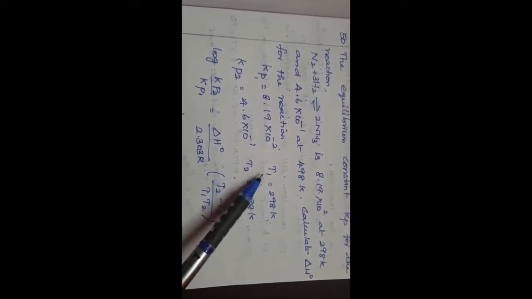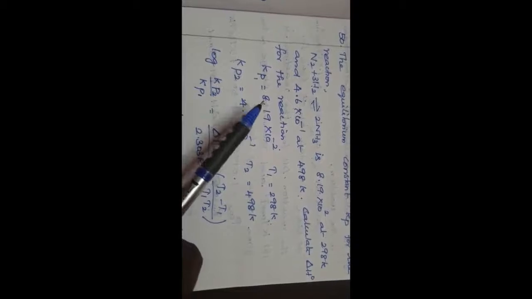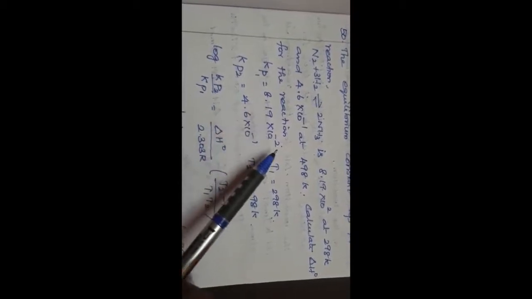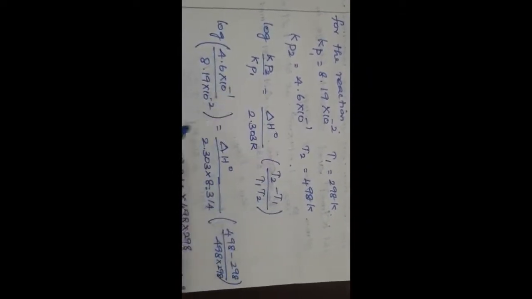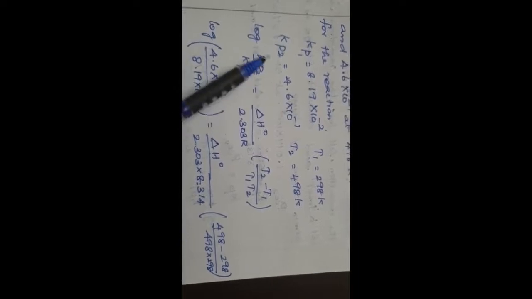That is considered to be T1. At that time Kp1 is equal to, constant is equal to 8.19 into 10 power minus 2. Then at T2, 498 Kelvin, at that time Kp2 is equal to 4.6 into 10 power minus 1. Substitute these values here. Kp2, sorry, Kp2 is 4.6.